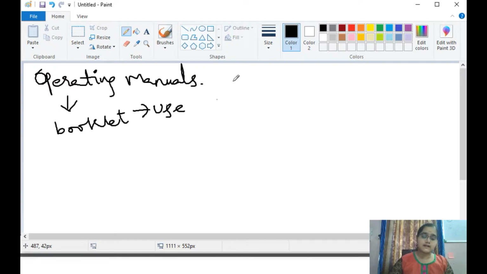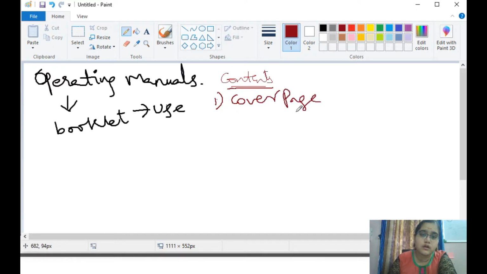So what are the contents of the operating manual? First, we will have a cover page. So this will show what this book is all about. The second thing, we will have a preface.